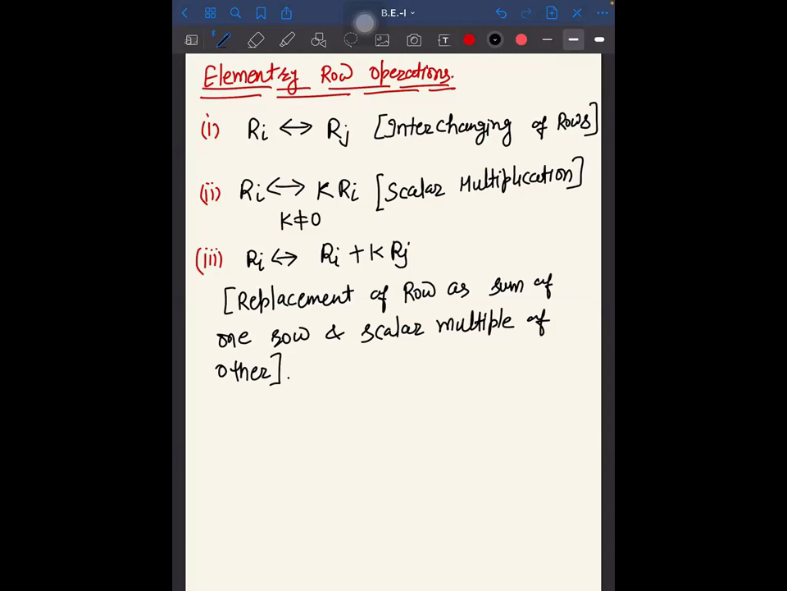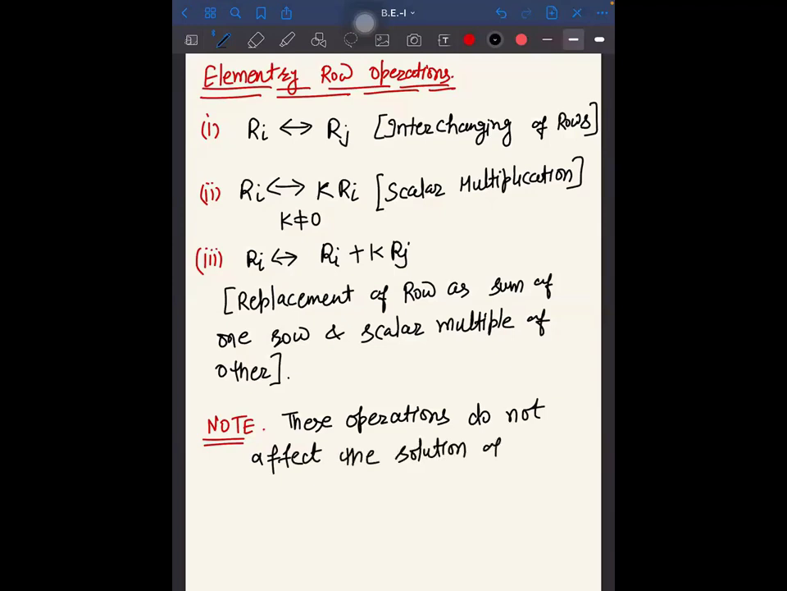Yes, we use the same operations in finding the inverse too. That is fine, but why? That's what I'm saying. Why? See, these operations have a very nice property, and that is that these operations do not affect the solution of the system of linear equations.